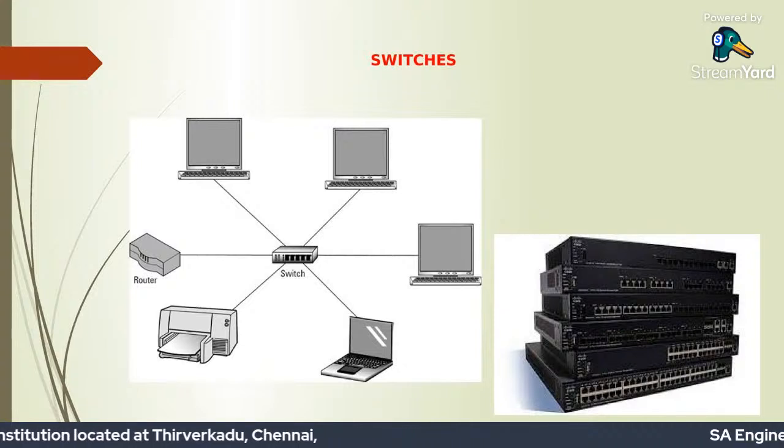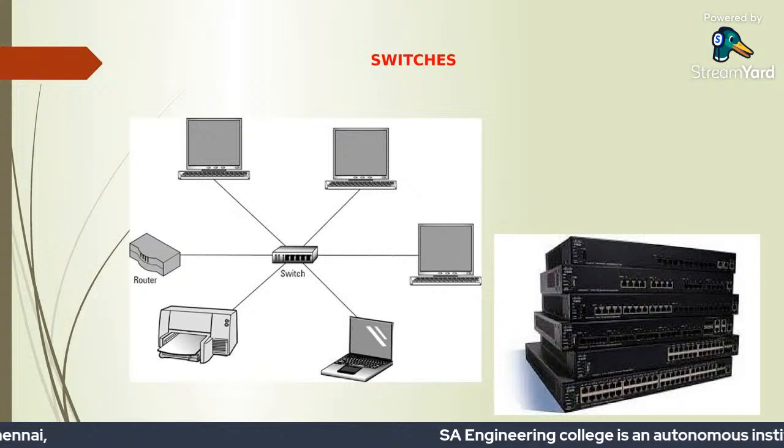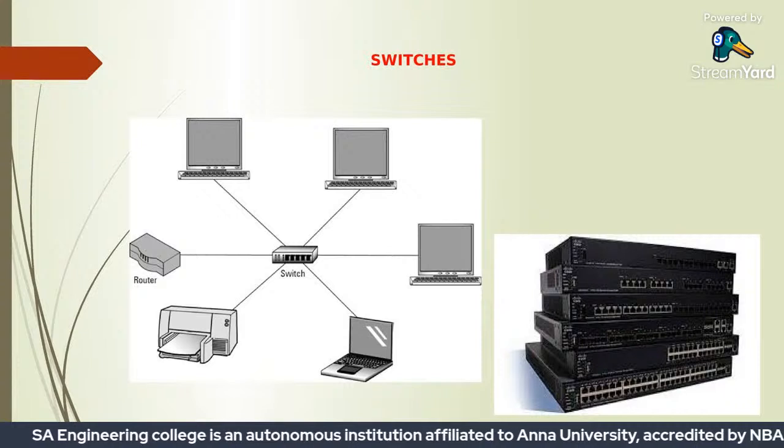In a network, a device wants to send data from one device to another device. The switch will read the MAC address of the destination device, and it will send the data to the correct destination.